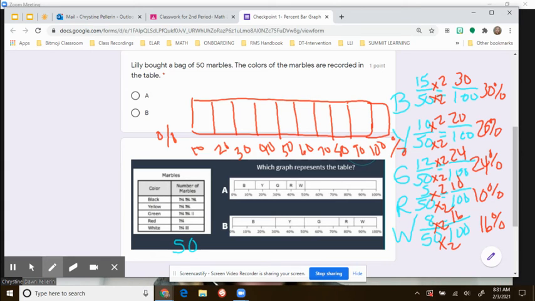Now, how do I know how much each part represents? How do I know this bar graph is representing 50? Well, I can divide 50, like we practiced, by how many parts? 10. 50 divided by 10. What is 50 divided by 10? 5. So that means each part equals 5.